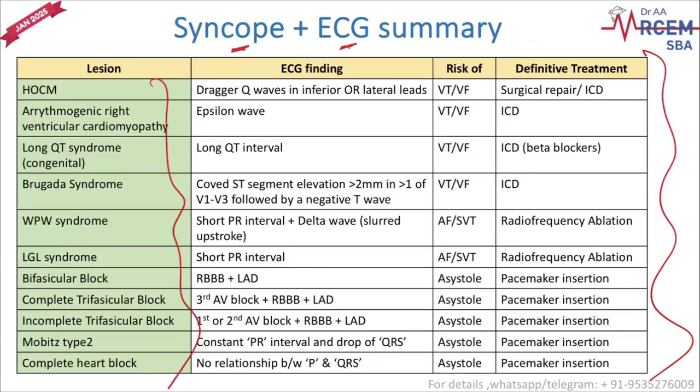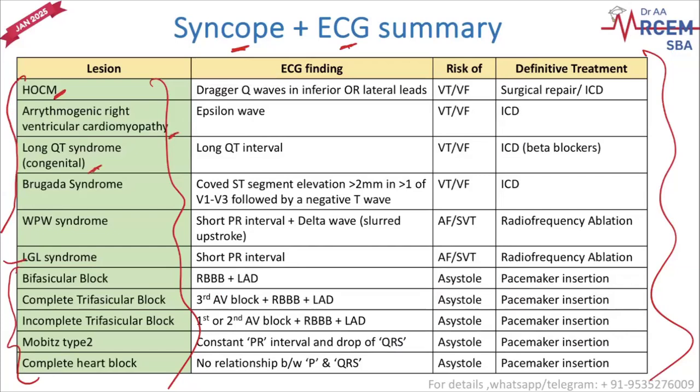First, look at whether the heart rate is on the lower side. If it is, it is one of the blocks. It can be a complete heart block, a complete trifascicular block, or bifascicular blocks. If it looks like a normal ECG, then look for deep Q waves; if present, it is HOCM. Or it is arrhythmogenic right ventricular hypertrophy if an epsilon wave is present.